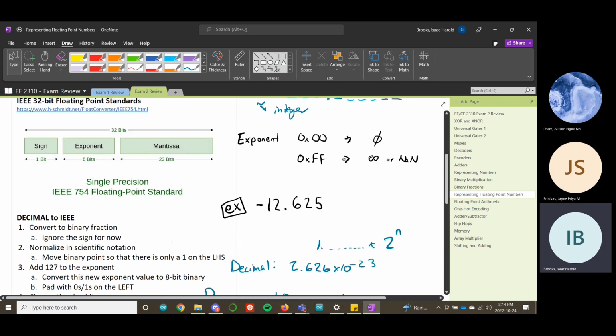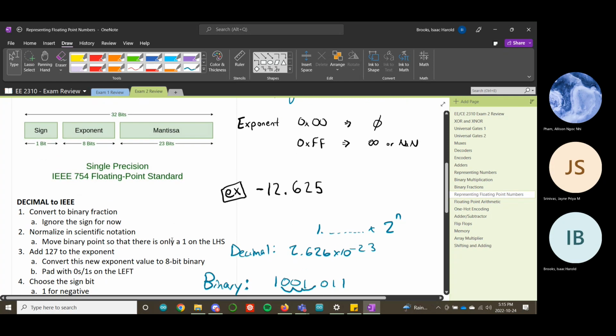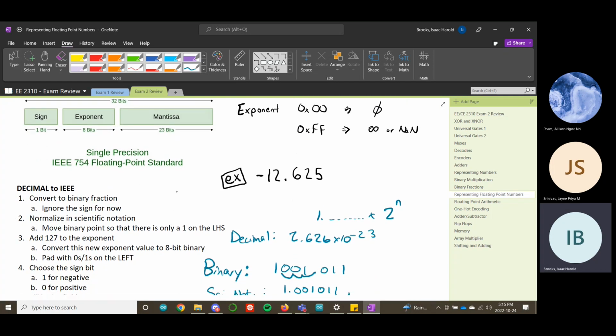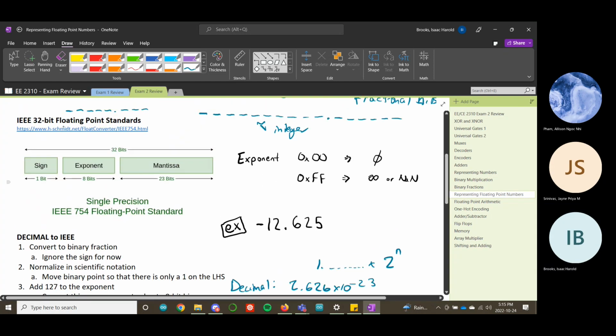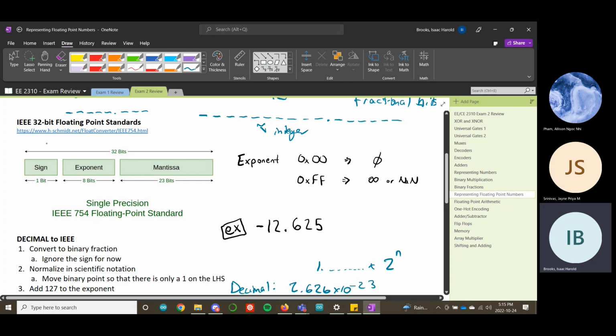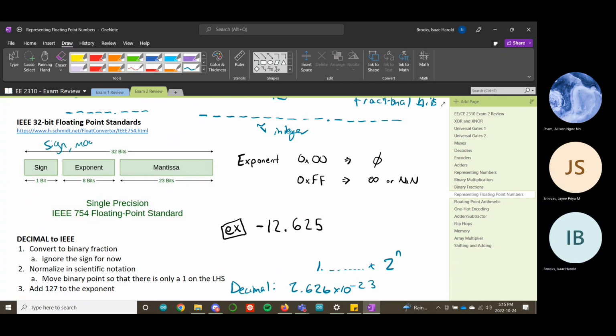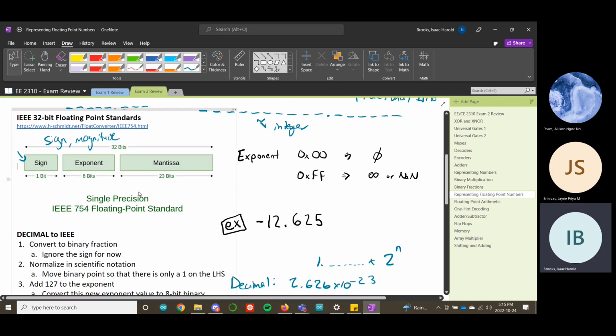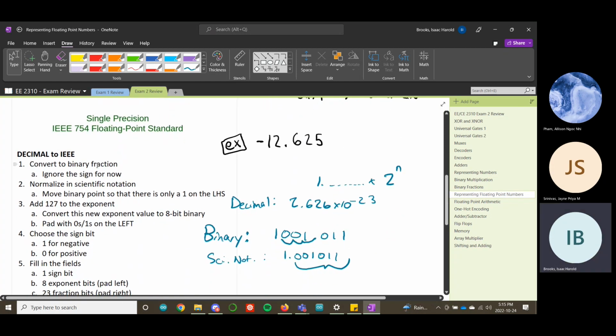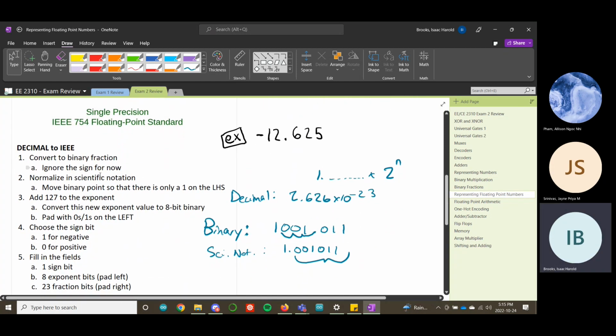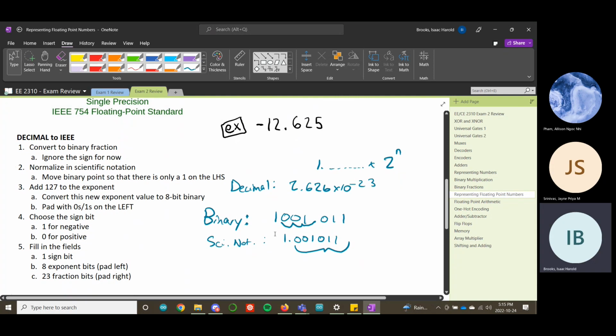But to use this standard, which there might be a question like this on your exam, first you convert it to the binary fraction. You can ignore the sign when you do this because the IEEE standard is in sign magnitude form, where we have a single bit that says the sign, and the rest of it is just the magnitude of the number. So step 1, convert the number to a binary fraction and ignore the sign. Second step is normalize it in scientific notation. So get it in this form where you have a single 1 to the left and everything else is to the right. And then make sure you know your exponent.